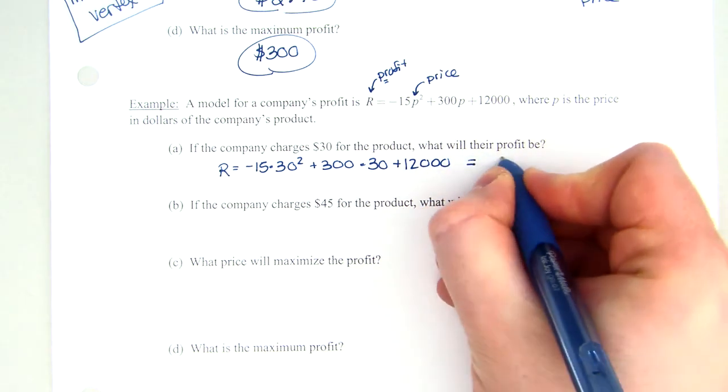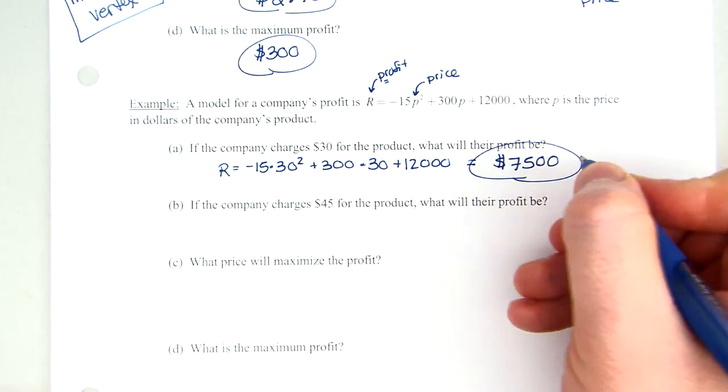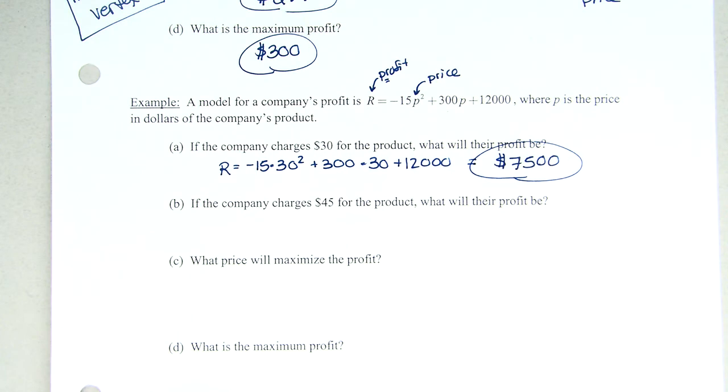I'm getting $7,500. If they charge $30, they're making $7,500. Go do part B.